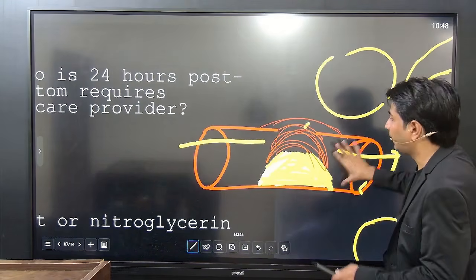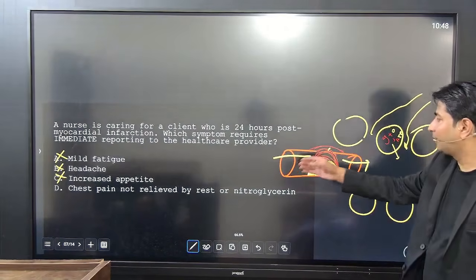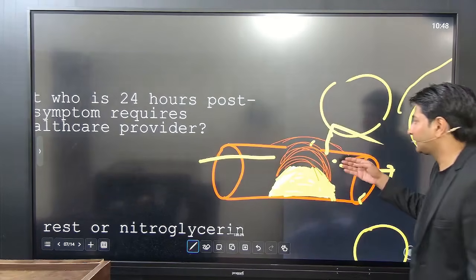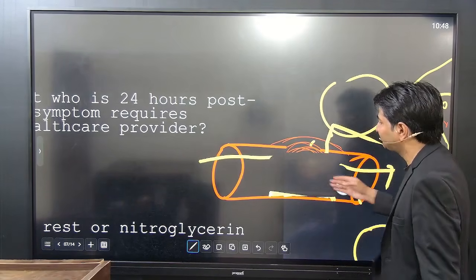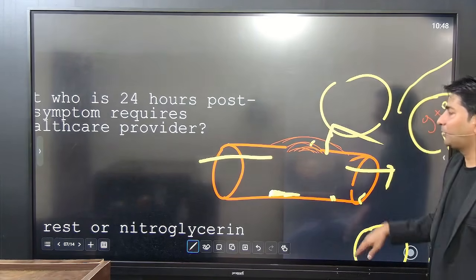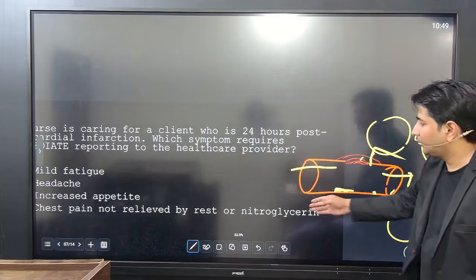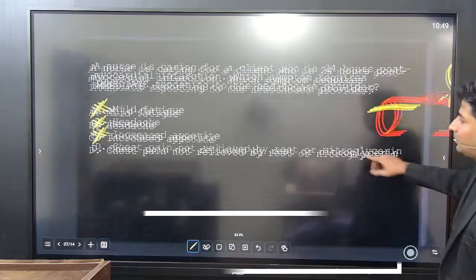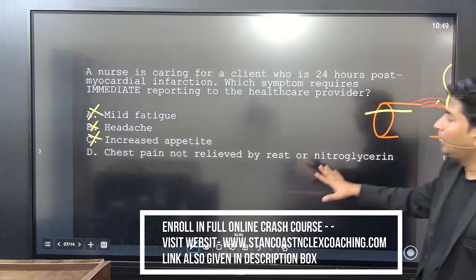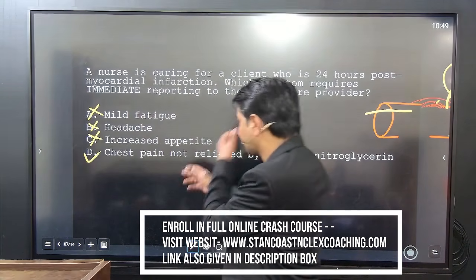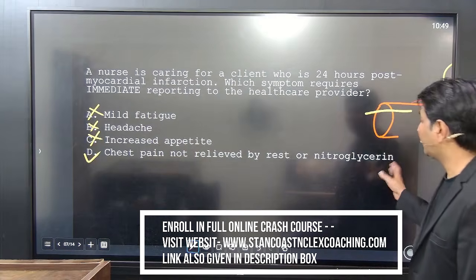Instead of nitroglycerin, we'll have to shift to another treatment where we perform PCI, which is percutaneous coronary intervention, in which we perform angioplasty to break this clot, or we place a stent here. So if the pain isn't relieved by nitroglycerin, this situation is dangerous for the patient. So the correct answer here will be chest pain that is not relieved by rest or nitroglycerin.